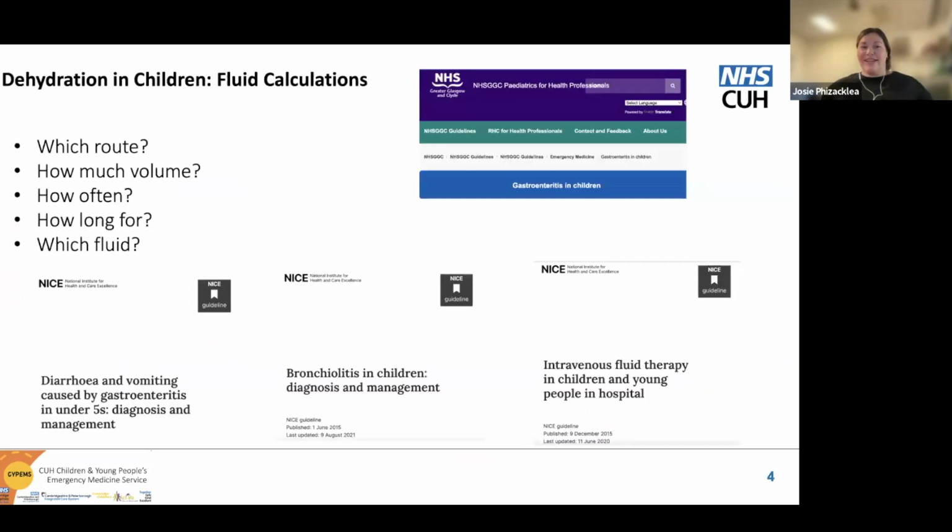A lot of the questions I've come across are, which route are you going to use with your fluids? Is it oral, NG, IV? When are you going to use each of those routes? How much volume? How often? How long for? And which fluid? Throughout the session, we'll refer back to various contradicting guidelines. Some of them are very separate management plans, and some of them contradict each other. There's particularly the NICE guidance, and there's really useful Scottish guidance on particularly gastroenteritis hydration.